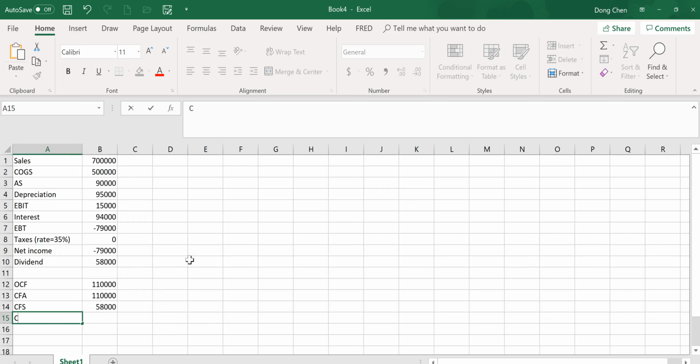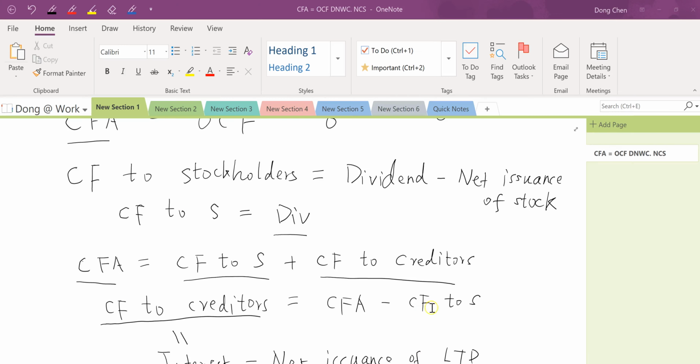So now I can calculate cash flow to creditors, CFC. In my lecture slides, I use B, so to be consistent, I'll keep using B, cash flow to creditors or to bondholders. By the cash flow identity, it is simply the cash flow from assets minus cash flow to stockholders. So this is the cash flow to creditors.